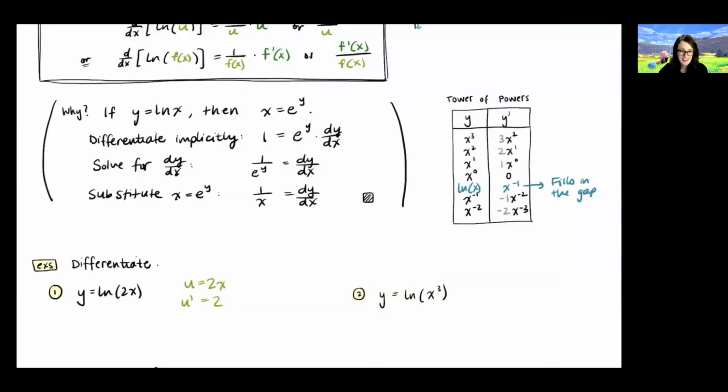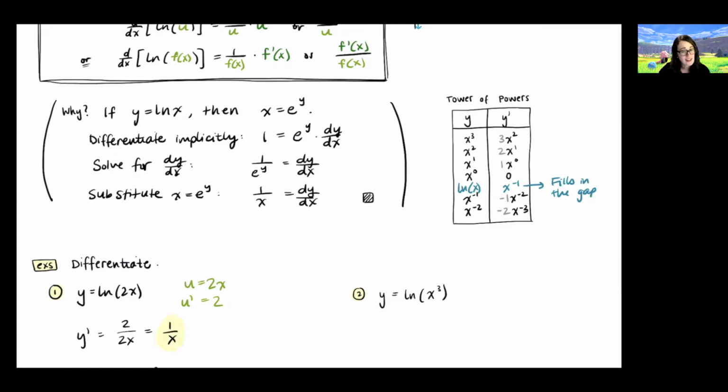Okay, so the derivative of the natural log of 2x, we've got u equals 2x and u prime equals 2. So if we're going to find the derivative of the entire function, y prime, then we'll just have u prime over u. So that's 2 over 2x. And we can simplify this. The 2's can cancel, and we just get 1 over x. There's the derivative of the natural log of 2x.